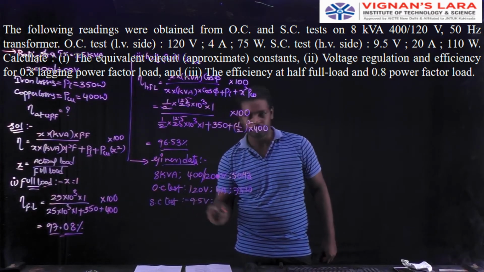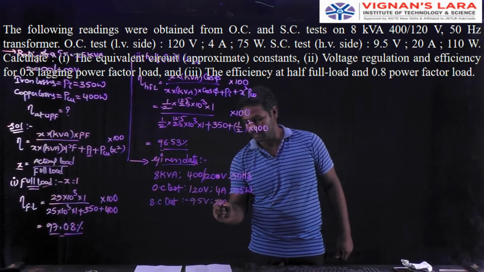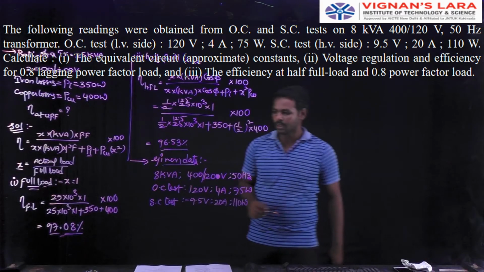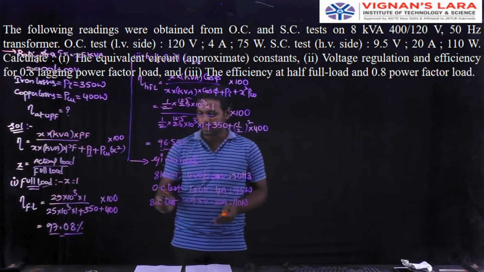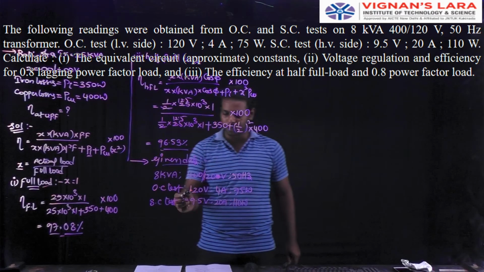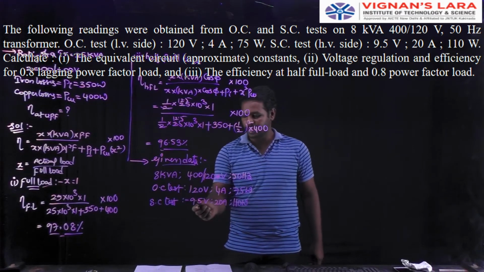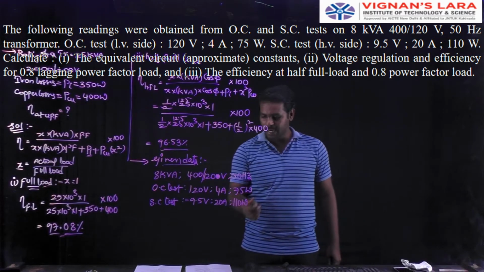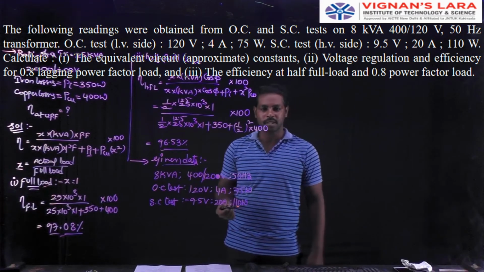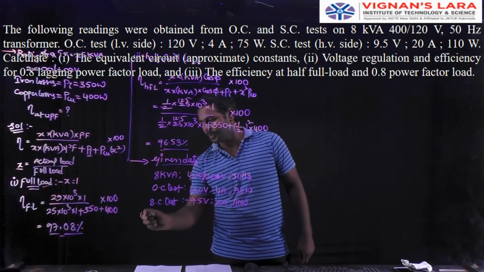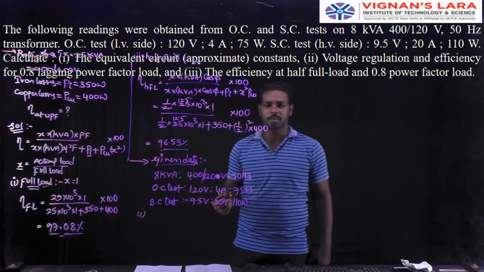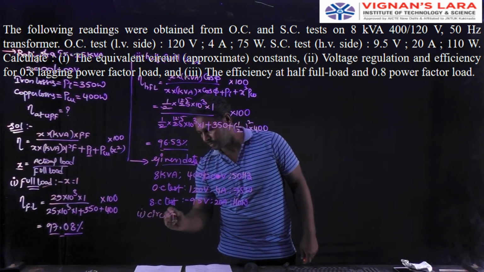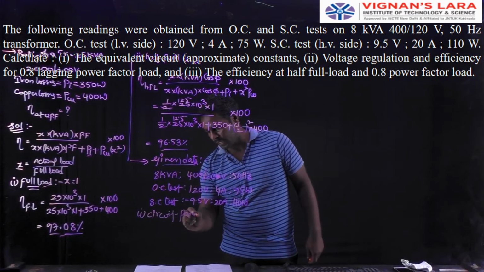9.5 volts, 20 amperes, and 110 watts. So when we are conducting the OC and SC tests, we get 120 volts, 4 amperes and 75 watts, and 9.5 volts, 20 amperes and 110 watts. Based on these parameters, we can easily find out the circuit parameters or approximate constants.